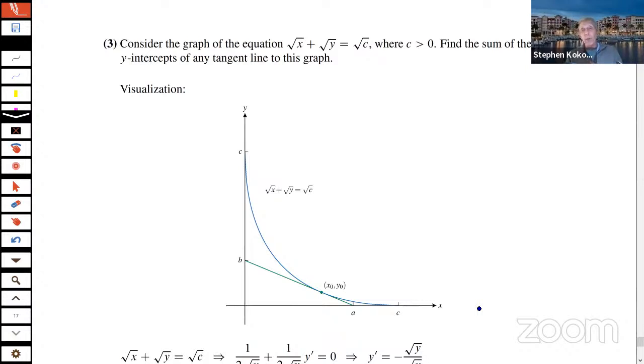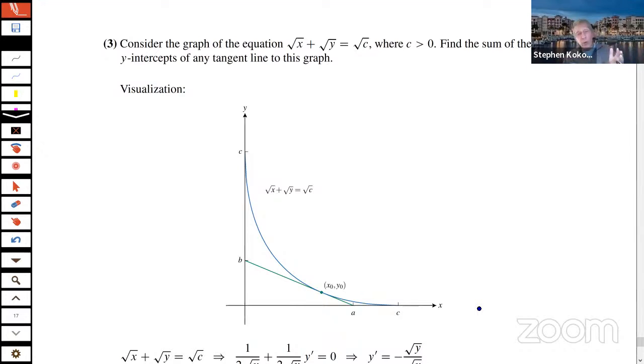The square root of x plus the square root of y is equal to the square root of c, where of course c is greater than 0. And this one says, find the sum of the x and y intercepts of any tangent line to this graph. So as I read that initially, I think, well, maybe the sum is some function of c, something like that, and maybe there's a constant like the square root of 3 in there or something like that.